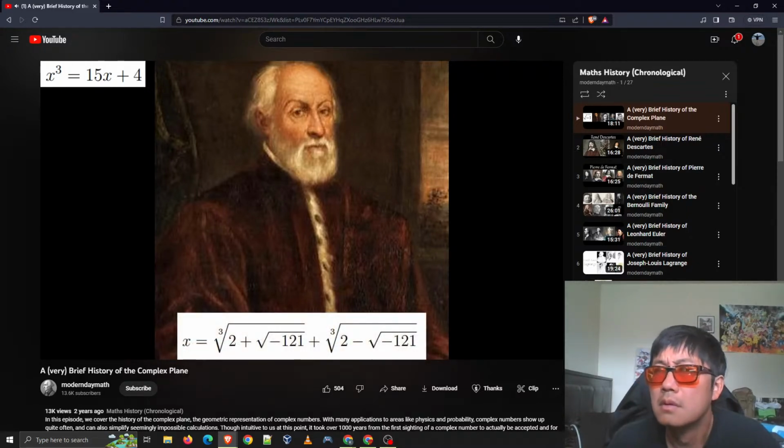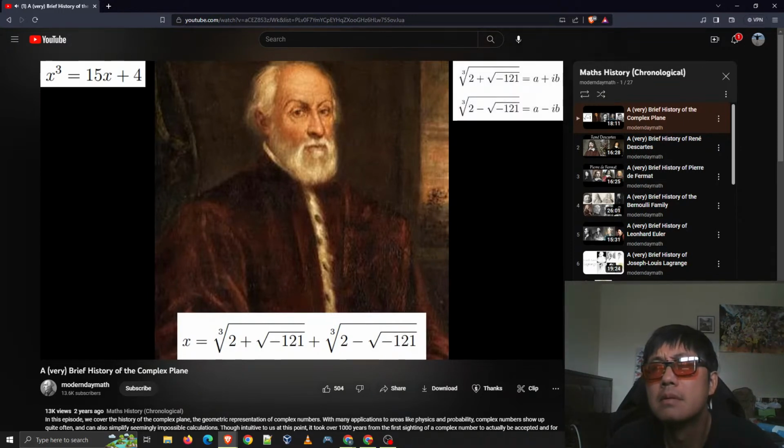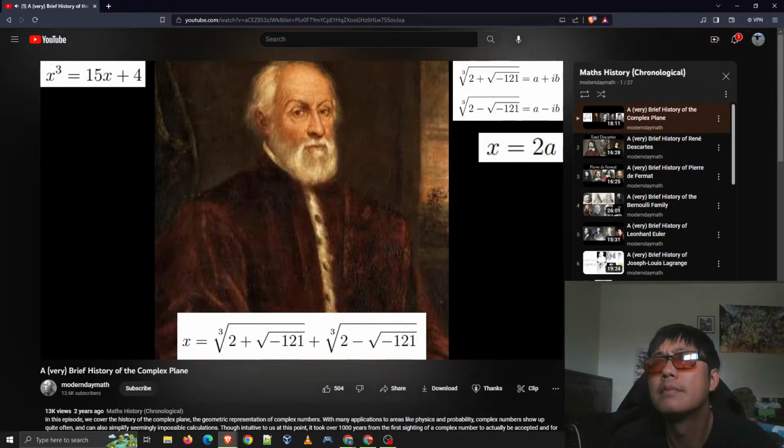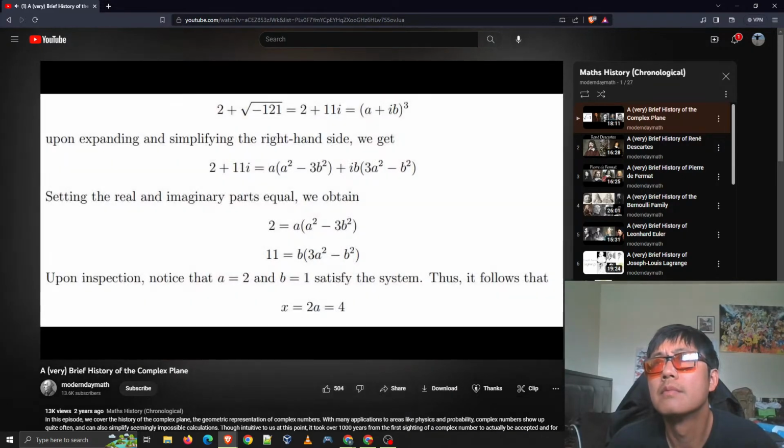Bombelli's brilliant insight led him to deal with a system of equations, setting each cube root equal to a plus ib and a minus ib respectively, where a and b are real numbers. From this he deduced that each imaginary part would cancel out, and one would be left with only x equals 2a upon summing. This allowed him to focus on just the cube of a plus ib, ultimately yielding a equals 2, and thus x equals 4.